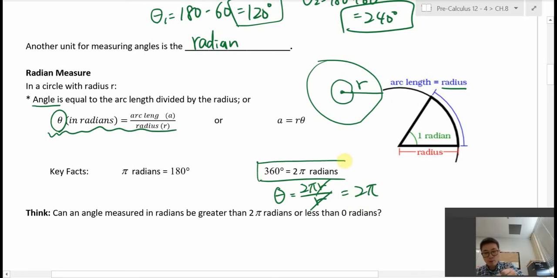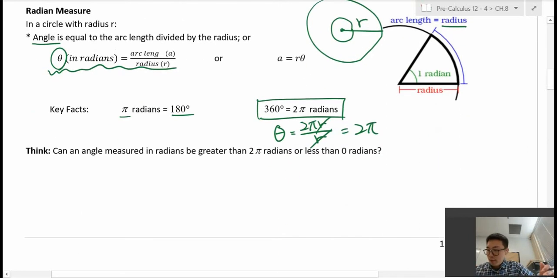This is important because we're going to use this fact to convert from radians to degrees or degrees to radians. You can reduce this: if 360 degrees is equal to 2 pi radians, then pi equals 180 degrees. Half of it makes sense.